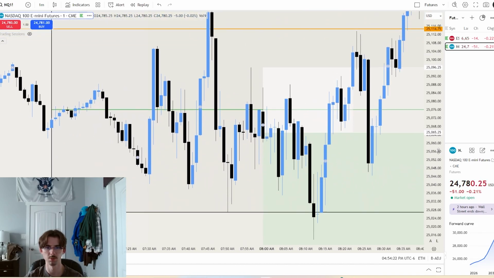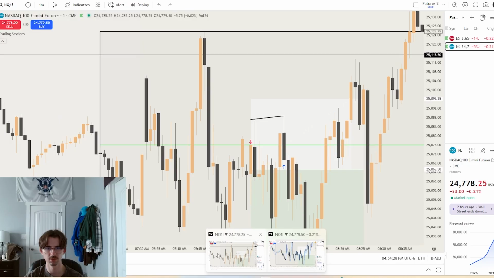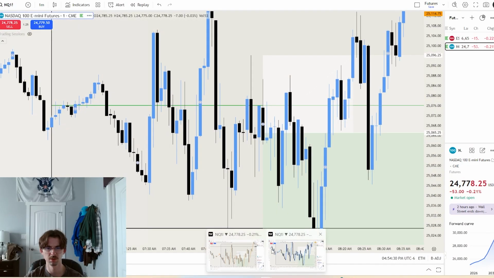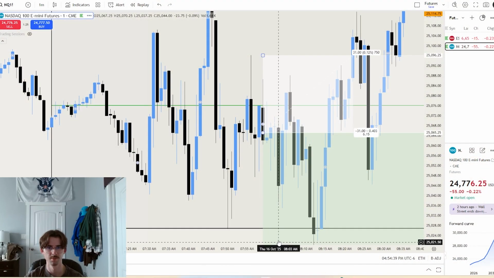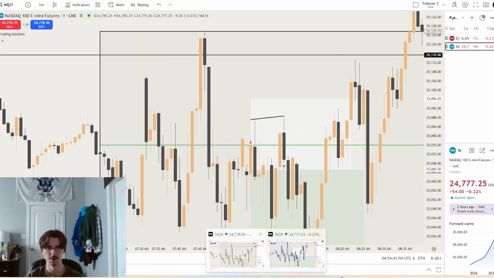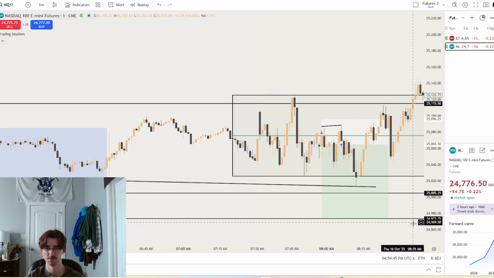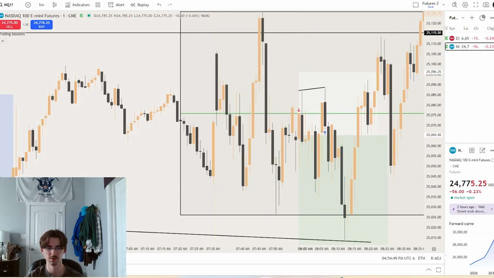Why does that look so weird? That's why, I'll tell you why. That's why it looks so weird. I don't know why this looks. Because this is what I entered off of. Maybe this candle's in the wrong area.